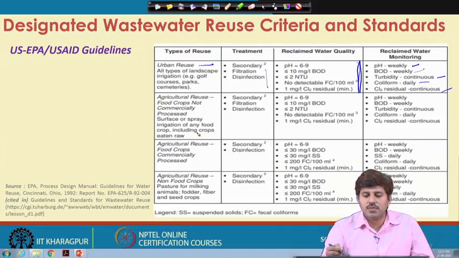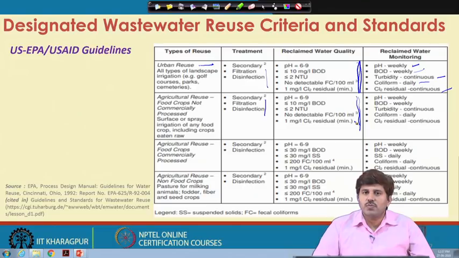If it is being used for, say, agricultural reuse for food crops that are not commercially processed, then secondary stage treatment, filtration and disinfection are needed, and this is the kind of reclaimed water quality it should meet. The pH should be between 6 and 9, the BOD should be less than 10 milligram per liter, turbidity should be less than 2 NTU, there should be no fecal coliform detected, okay, and the residual chlorine should be 1 milligram per liter minimum. Again we need to monitor these, so coliform on a daily scale and the other parameters on a weekly or continuous scale.